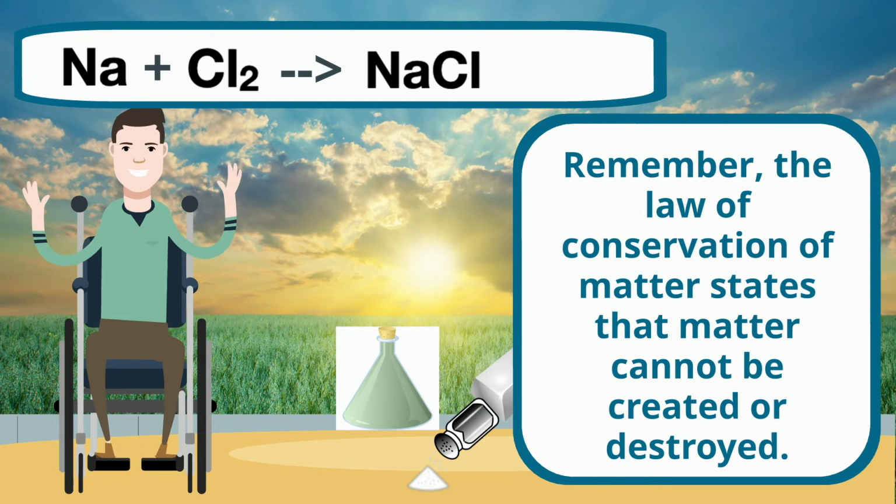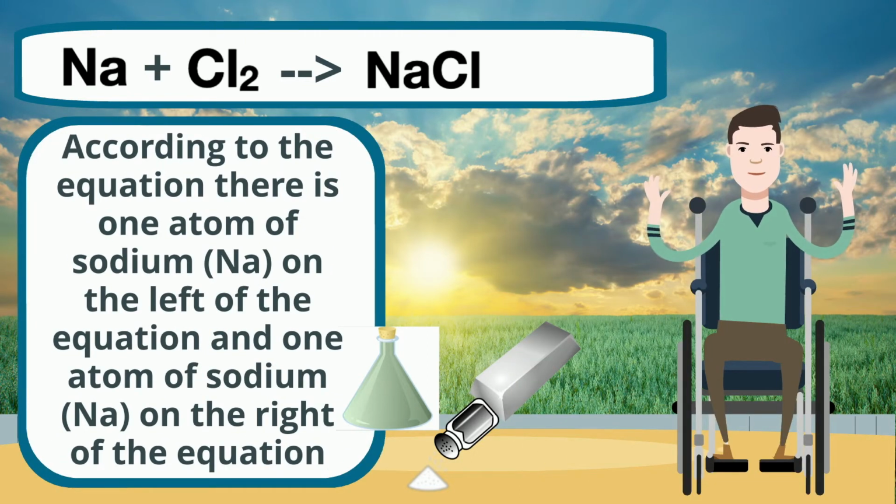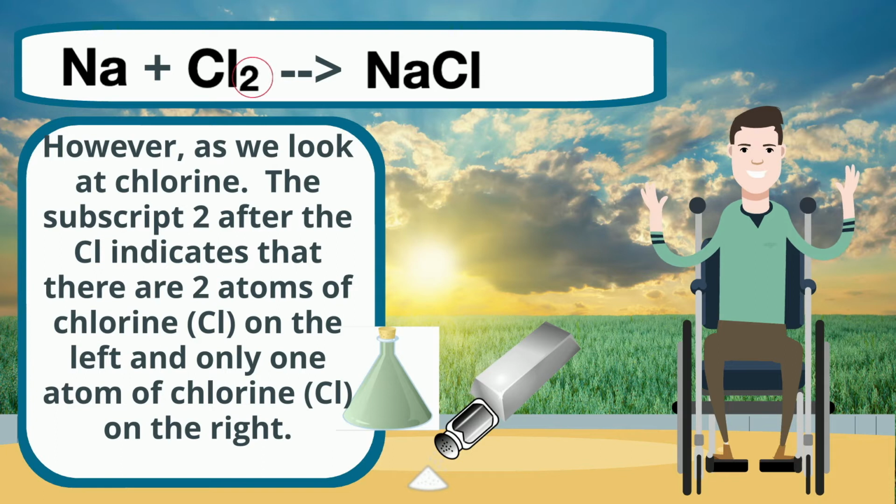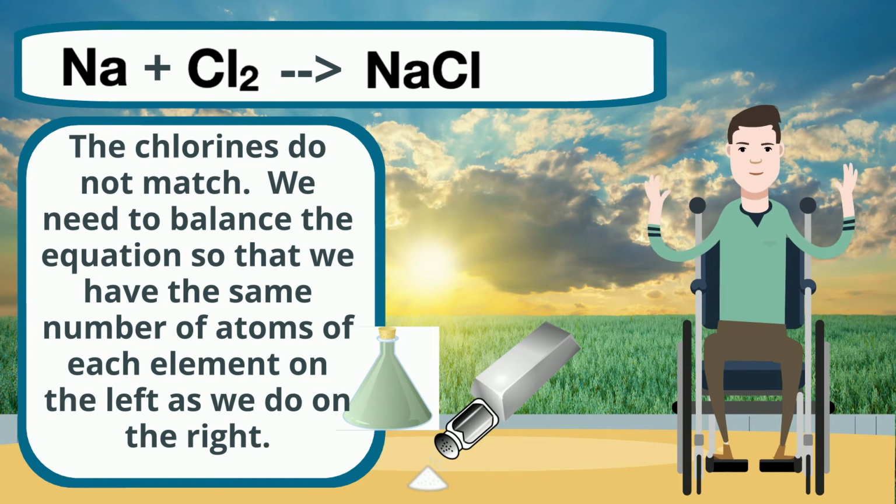Remember, the law of conservation of matter states that matter cannot be created or destroyed. According to the equation, there is one atom of sodium on the left of the equation and one atom of sodium on the right of the equation. However, as we look at chlorine, the subscript 2 after the Cl indicates that there are 2 atoms of chlorine on the left and only 1 atom of chlorine on the right. The chlorines do not match. We need to balance the equation so that we have the same number of atoms of each element on the left as we do on the right.